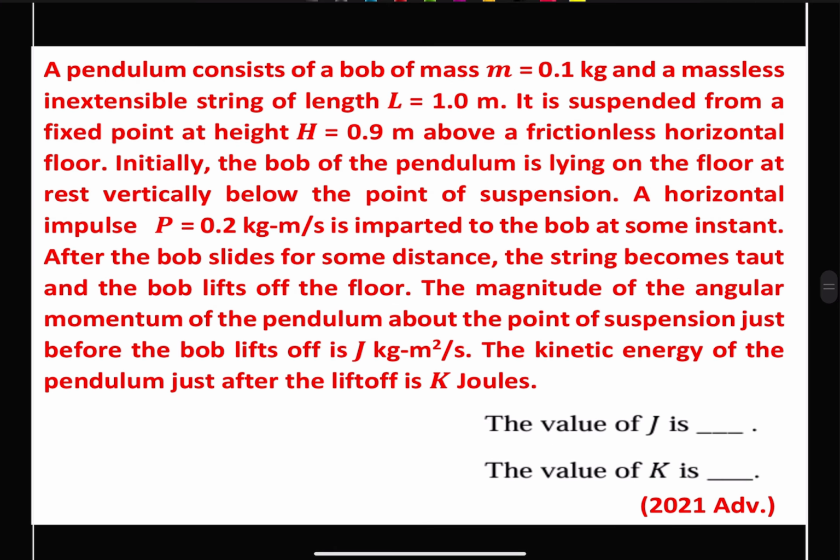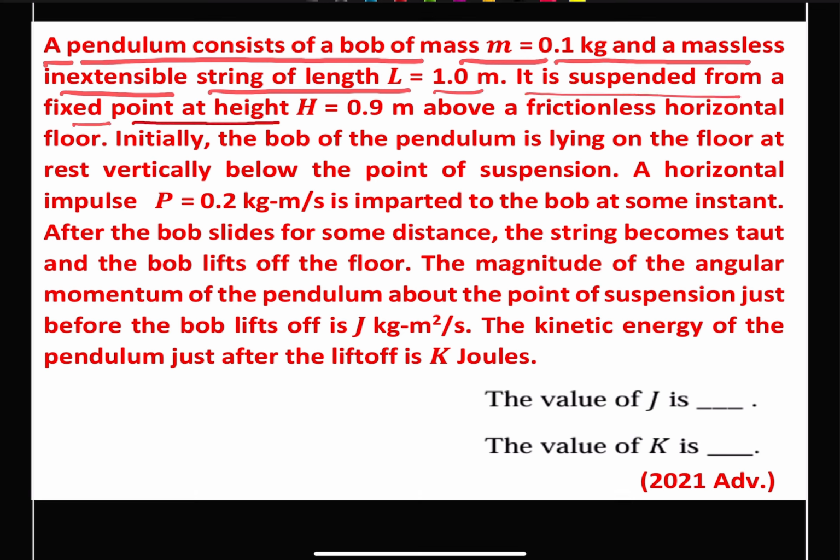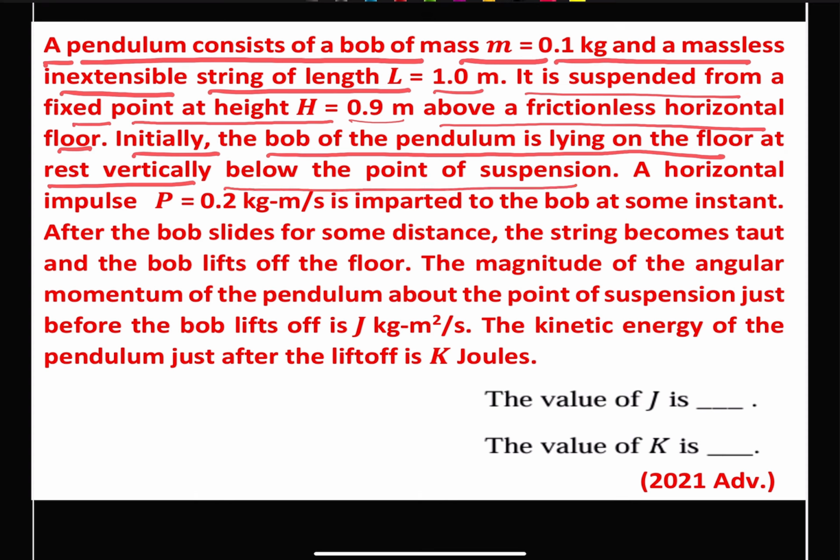It states that a pendulum consists of a bob of mass m = 0.1 kg and a massless inextensible string of length 1 meter. It is suspended from a fixed point at height h = 0.9 meter above a frictionless horizontal floor. Initially, the bob of the pendulum is lying on the floor at rest vertically below the point of suspension.